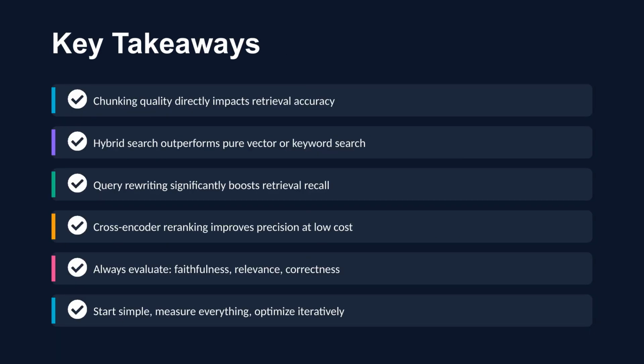6 things to remember. 1. Chunking quality directly impacts retrieval accuracy. Get this right first. 2. Hybrid search outperforms pure vector or pure keyword search. Use both. 3. Query rewriting significantly boosts retrieval recall. 4. Cross-encoder re-ranking improves precision at low cost. 5. Always evaluate faithfulness, relevance, and correctness. 6. Start simple, measure everything, and optimize iteratively.